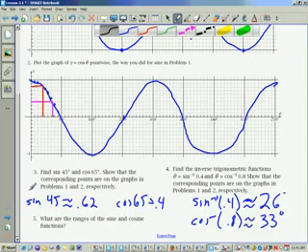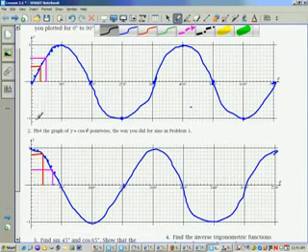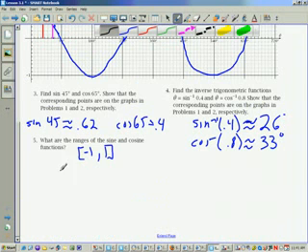Question number 5 says find the ranges for sine and cosine. Remember, the ranges are the y values. The minimum value is -1. The maximum value is 1, and that's the case for both of them. So it's between -1 and 1. You could write it like that, or you could say y value has to be between -1 and 1.